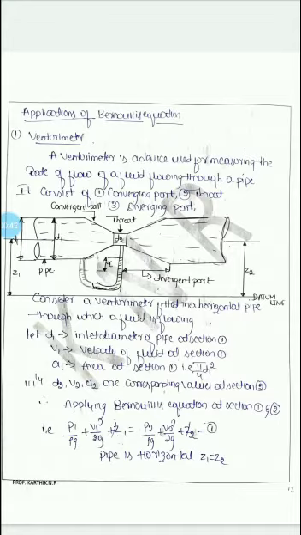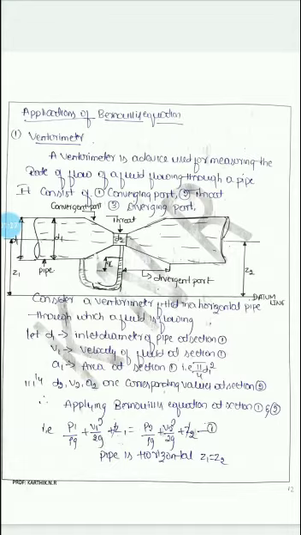Then from the figure we can see that the venturimeter mainly consists of three major parts. The first one is the converging part, the second one is the throat, and the third one is the divergent part. We'll derive the discharge equation for the venturimeter.